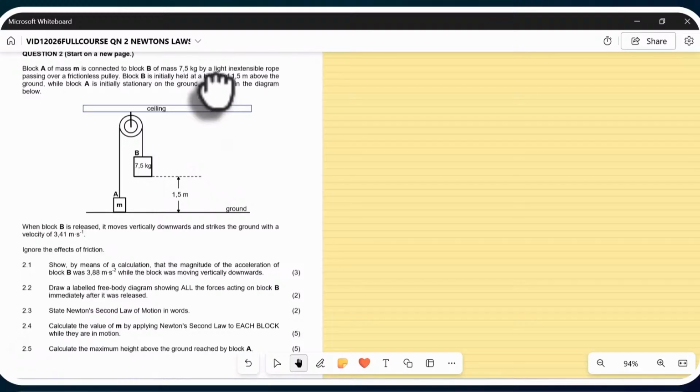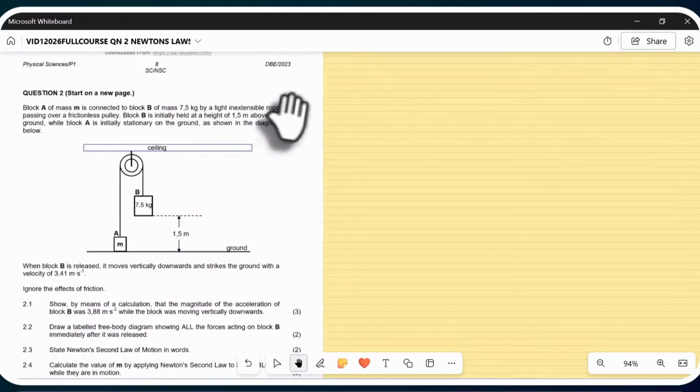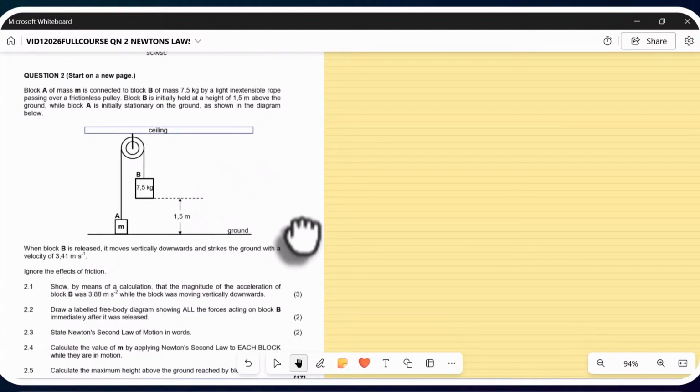Now in this session, we're going to look at the November 2023, May-June paper. And like I said, you can pause the video and try this question out. When you are done, then you can mark your work.